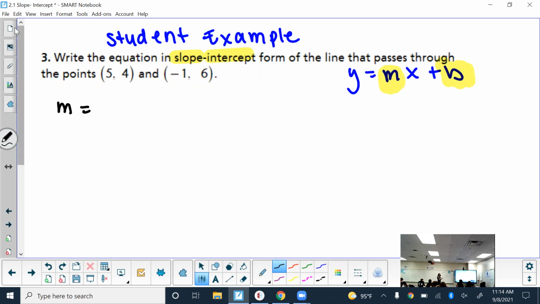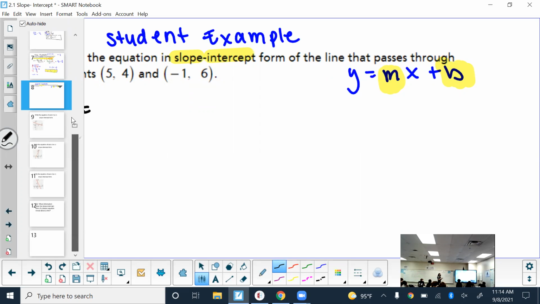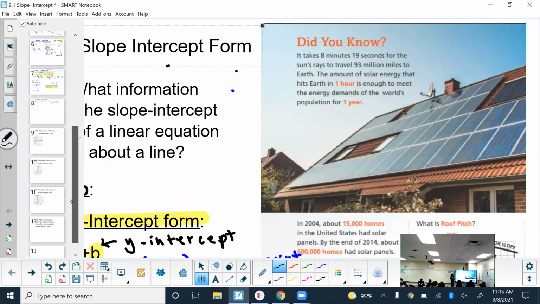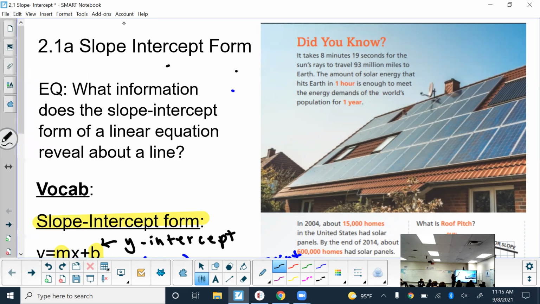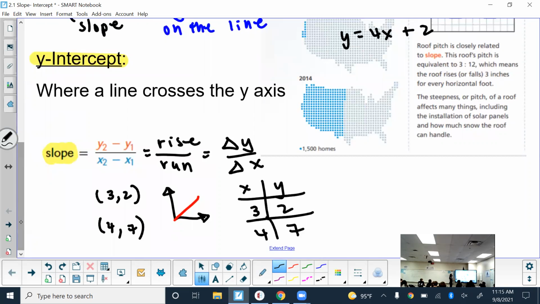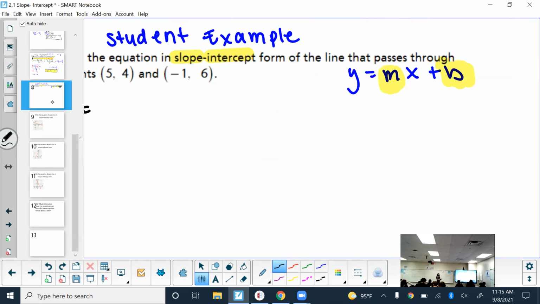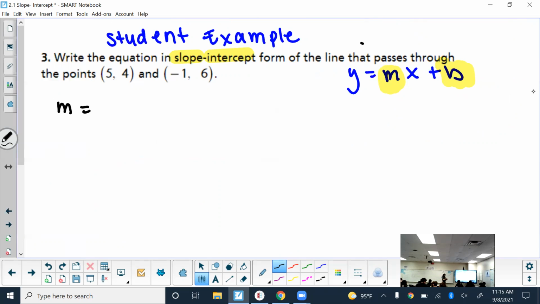If you think back to yesterday when we did the vocab, I told you there's a bunch of different formulas for slope. So if I don't have a graph that I'm looking at, I just have two points, which one would be the best formula to use? Exactly. When you have two points, it's probably easier to use this formula. Could you graph both the points and then figure it out? Yeah, but we'll just save ourselves some trouble and use the other formula.